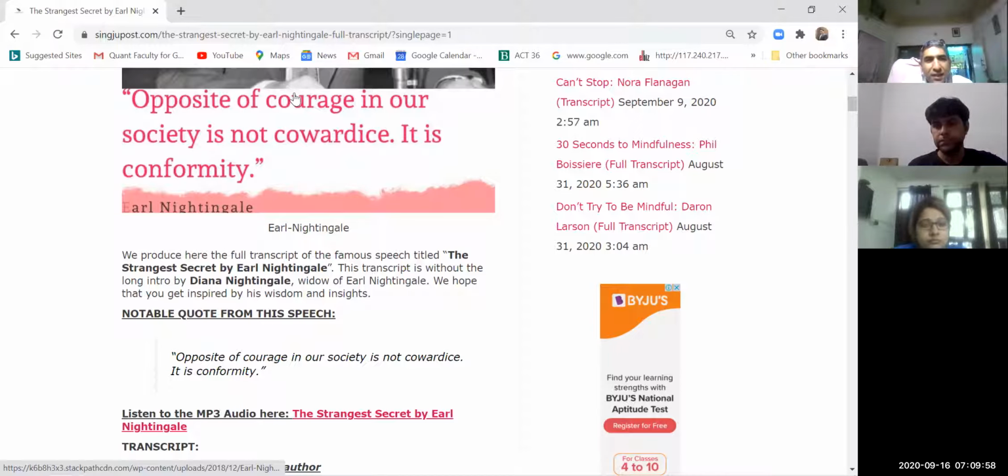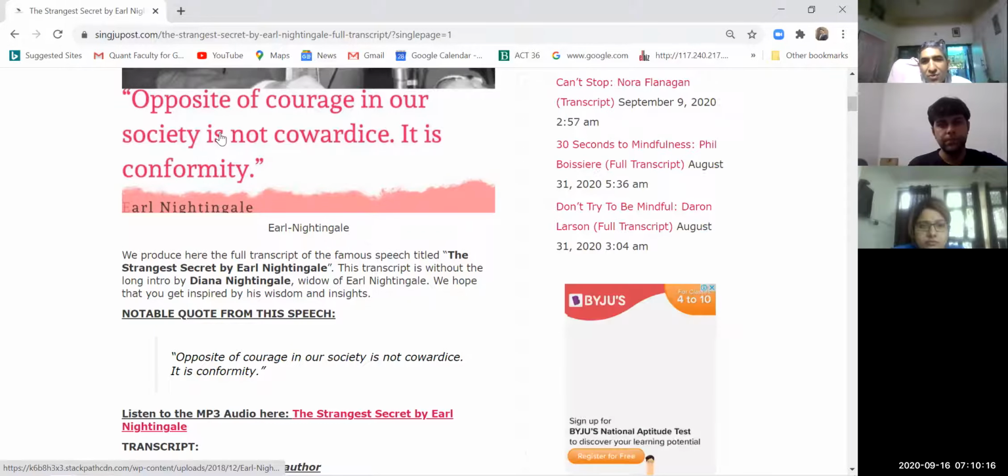Like for example, "Opposite of courage in our society is not cowardice." What is this tense? Opposite of courage in our society is. What is? So is present tense. It is a helping verb which talks about present tense. So if you want to speak something in present tense, you have to use is, right? So this sentence is in present tense. "It is conformity." Again, this tells us that it is present tense.